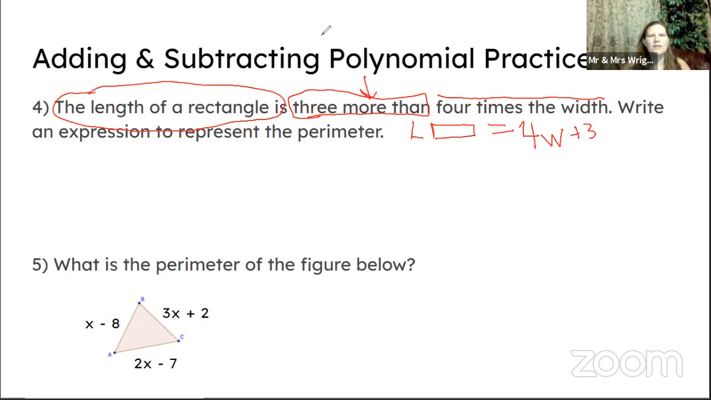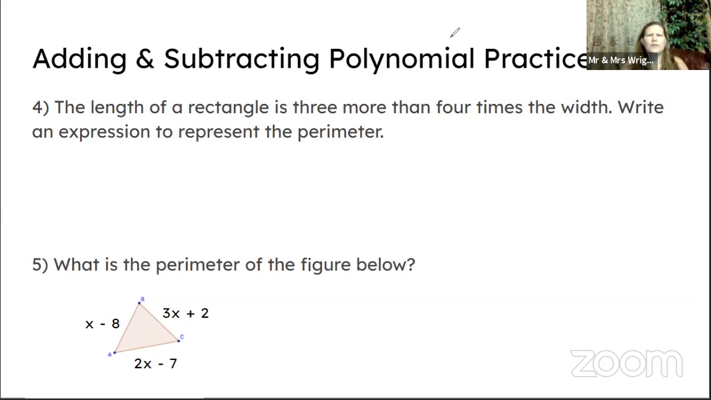Okay, so I think that's going to be a pretty good math sentence for us. I wanted to go ahead and write it without that rectangle. Length equals 4 times the width plus 3. The length of the rectangle is 3 more than 4 times the width. Now it says write an expression to represent the perimeter. Oh my gracious, I didn't even answer the question. Well, at least I know what the length is.